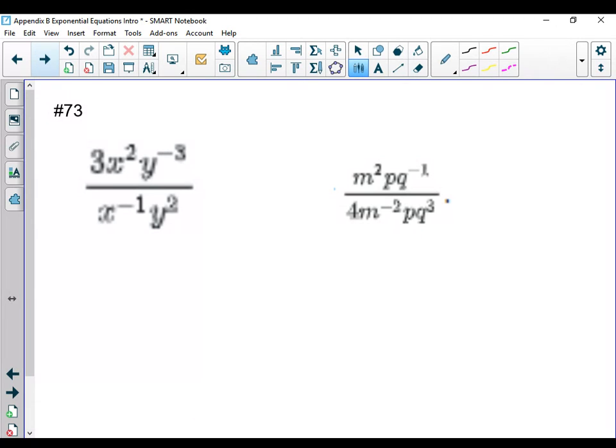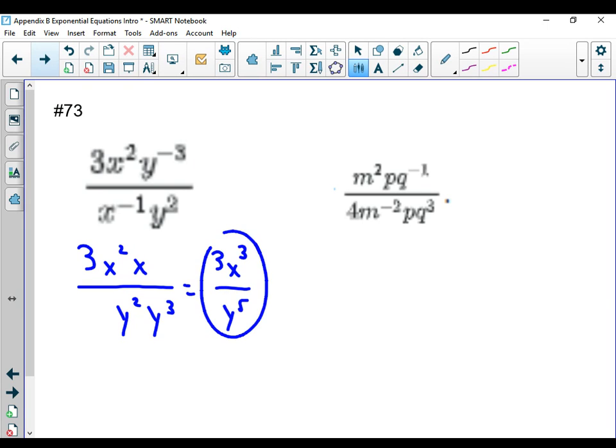So if I were doing this one, I would start out just by rearranging things. So that 3 would stay put, the x squared would stay put, but I'd move that negative 3 down to the denominator, make it positive 3. Down here, I've got x and negative 1, so I'm going to move that up. And then I have positive 2, so I'm going to leave that. And now I combine the like terms. So for this one, you should have ended up with 3x cubed. And then the denominator, we have y to the 5th. So if you split it up like they ask you to, that's fine, but I'm not sure that's really that much helpful.